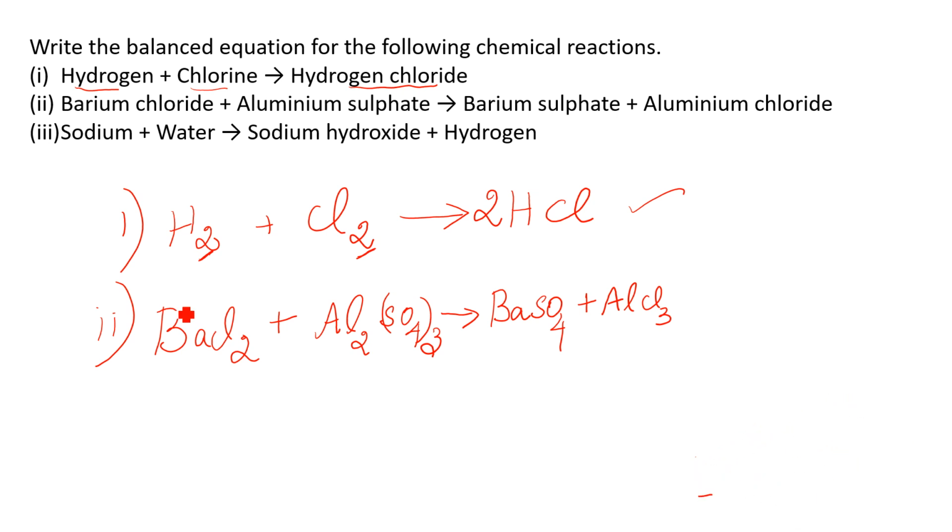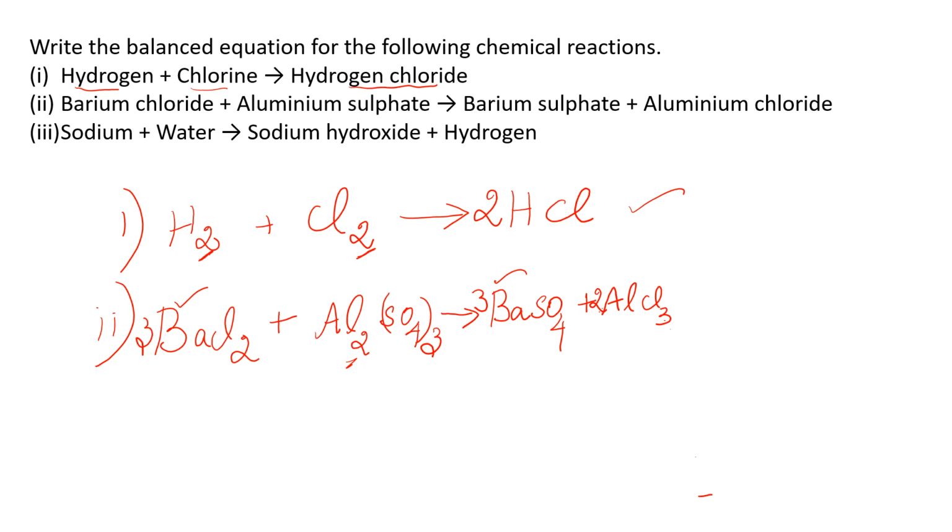Barium is 1 on both the sides. It's balanced. Aluminium is 2, so I'm going to put 2 here. If I balance aluminium, chloride becomes 6. 2 into 3, 6, so we put 3 here. Now when you put 3 here, barium becomes 3, so put 3 here for barium.